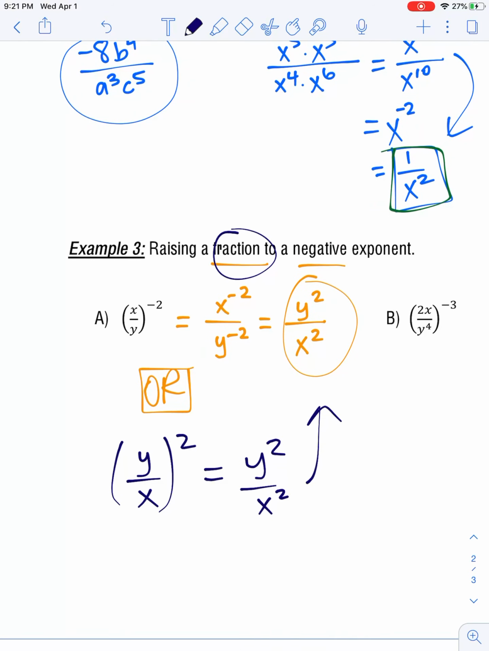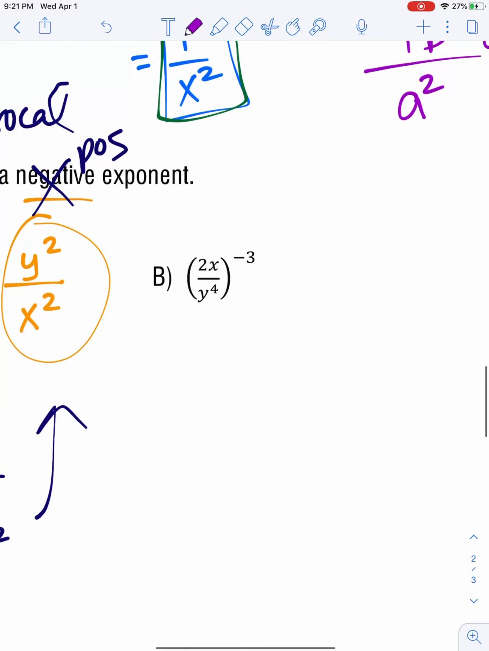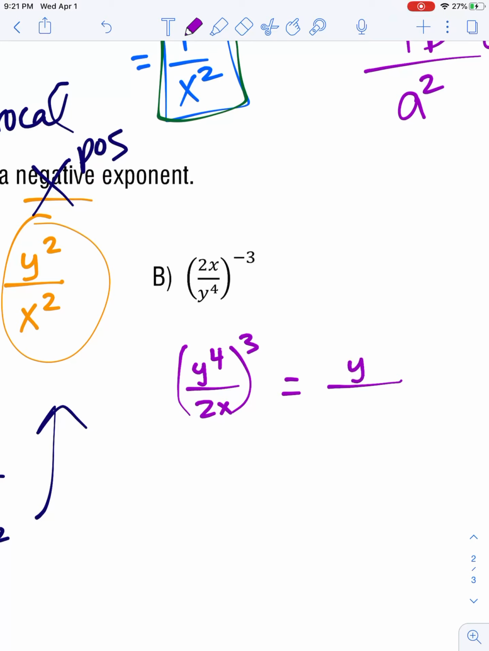So when you have a fraction to a negative, you can take the reciprocal of that fraction, change the negative exponent to a positive, and then simplify. Let's try this with the last two examples. If I take this fraction and flip it, y to the fourth would be on top, 2x would be on the bottom. When I raise all that to the third power, now I have y to the fourth to the third, so y to the 12th. On the bottom, 2 to the third is 8, and then x to the third, and there's my answer.